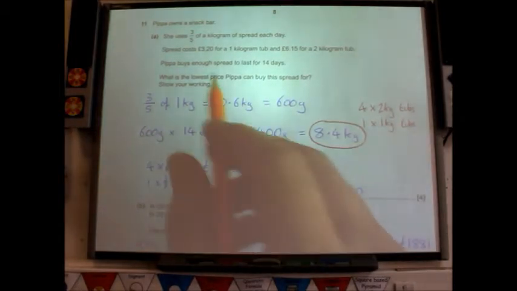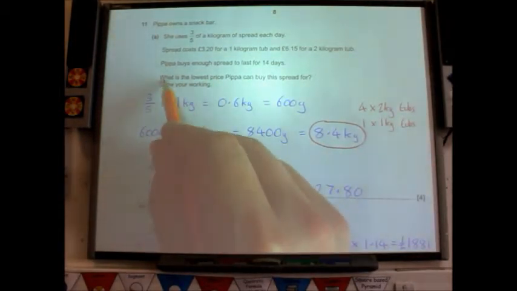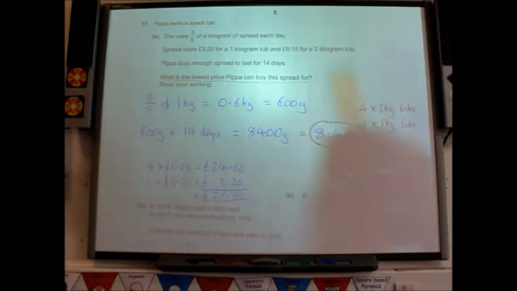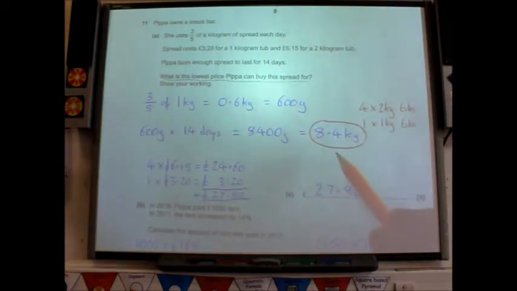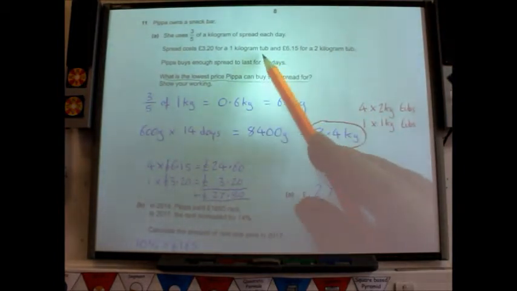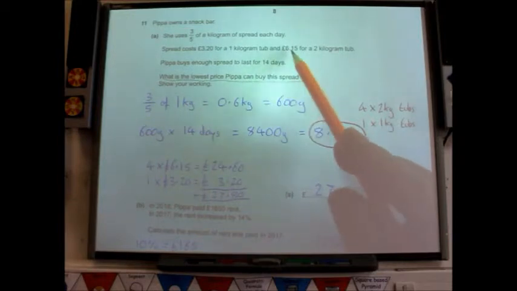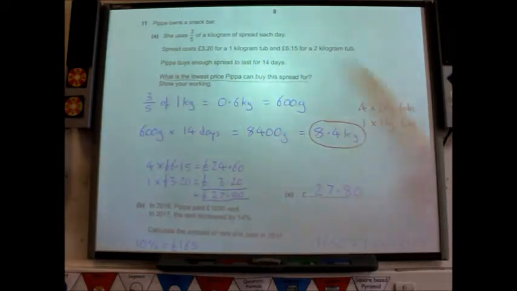Do read the question, because it says what is the lowest price she can buy the spread for. So don't go 8.4 kilograms and think, oh, I'll just buy 9 lots of 1 kilogram tub and that'll do. Try and think a little bit real world about it. You wouldn't do that in the real world. You would try and get it as cheaply as you can.